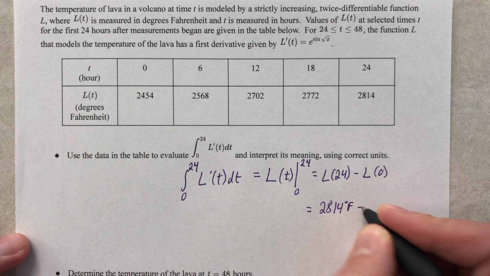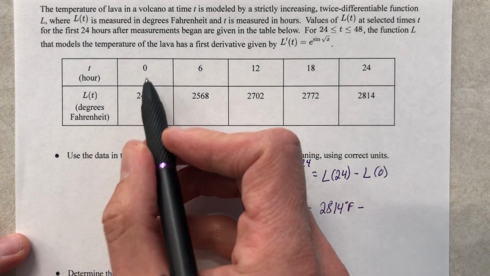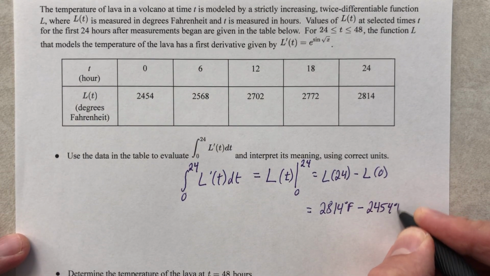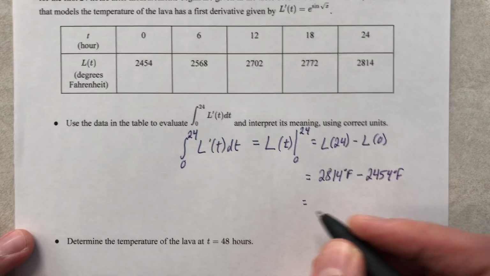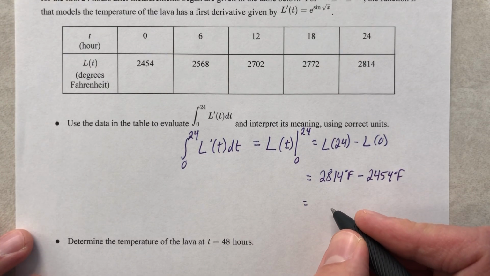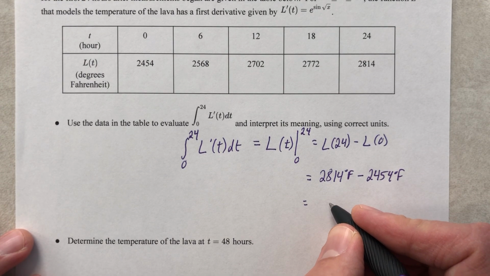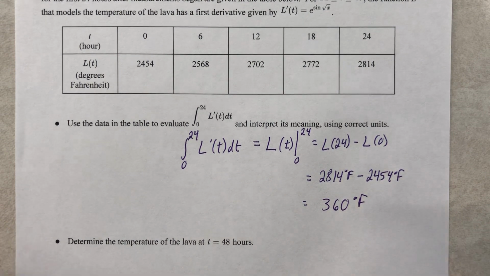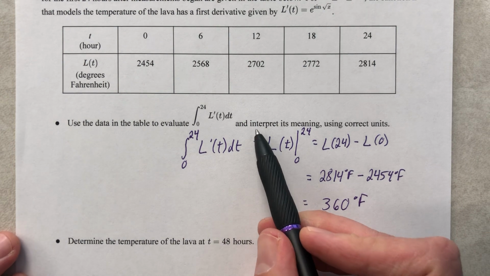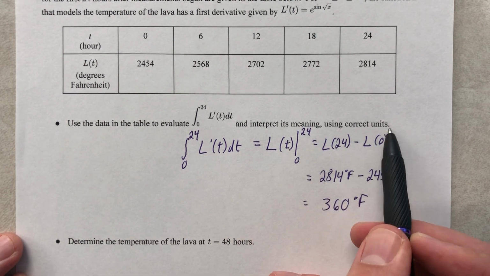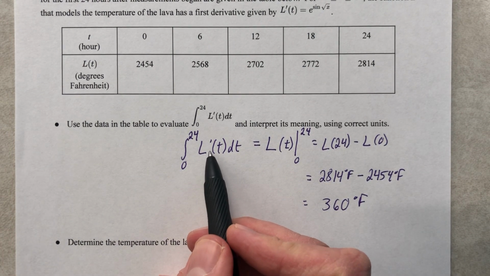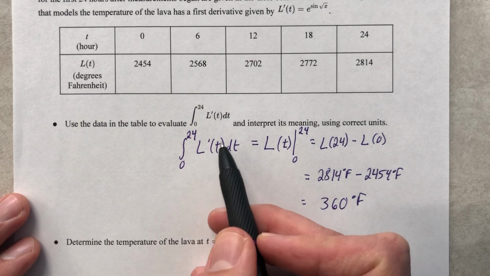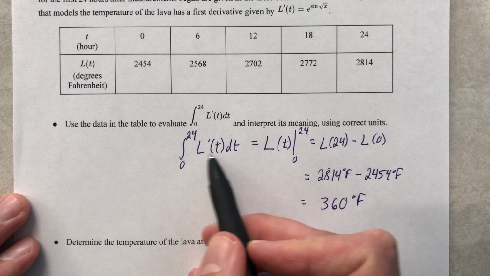Minus L of 0, which is 2454 degrees Fahrenheit. And when I subtract them, that gives me 360 degrees Fahrenheit. Interpret its meaning using correct units. L prime would be the rate of change of the degrees Fahrenheit, so this is really degrees Fahrenheit per hour.